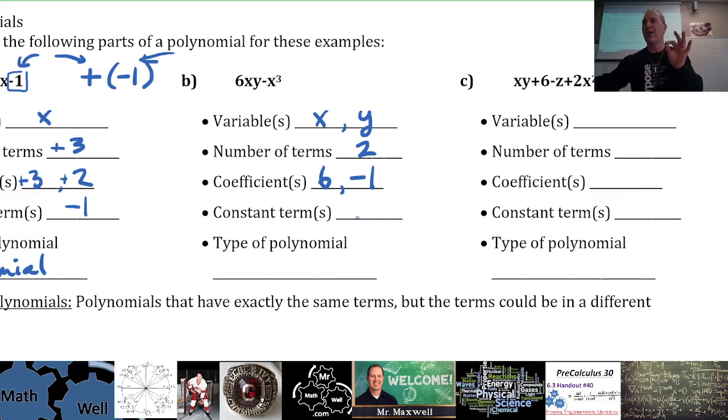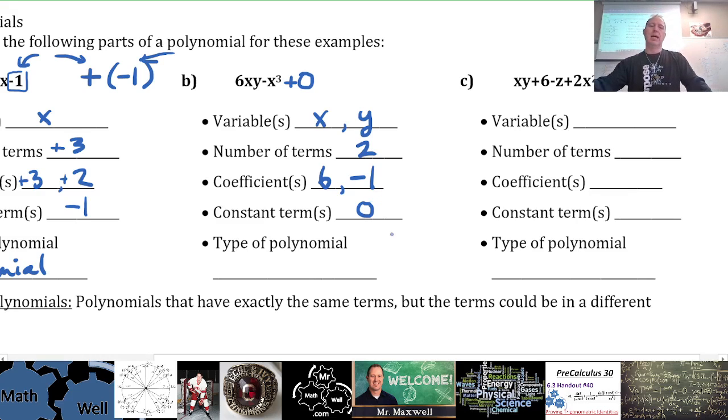What number are we adding to the end of this expression? Well, I don't see anything. That's the same as adding 0. You can't say that 0 is not important, because 0 is very important. So the constant term is 0. And for 0, you don't have to put a plus or a minus in front of it. It's just 0. Because it's really neither positive or negative. It's kind of both. So we don't put a sign for 0.